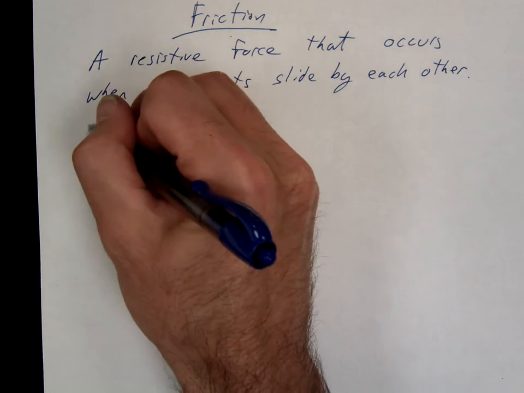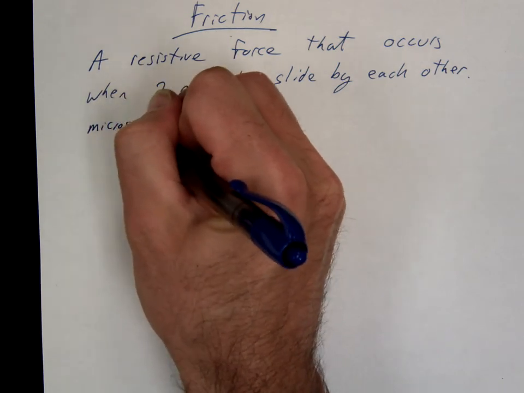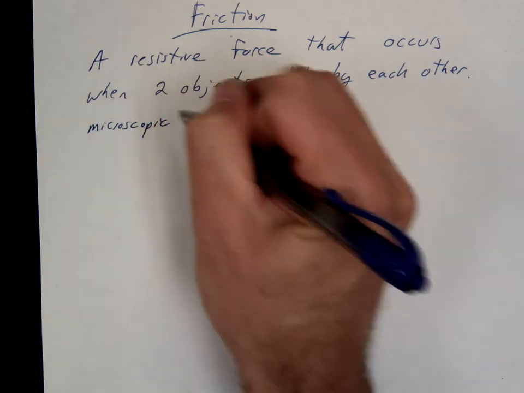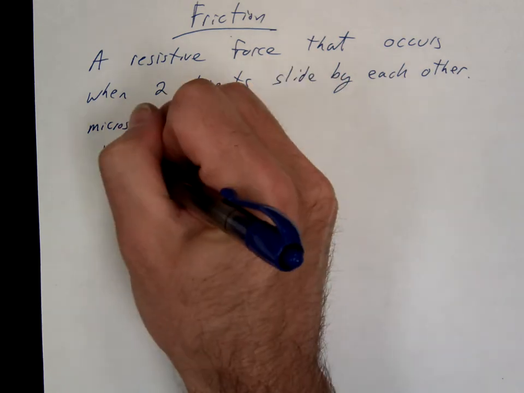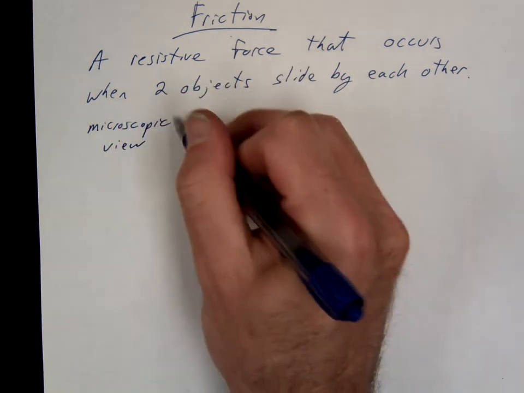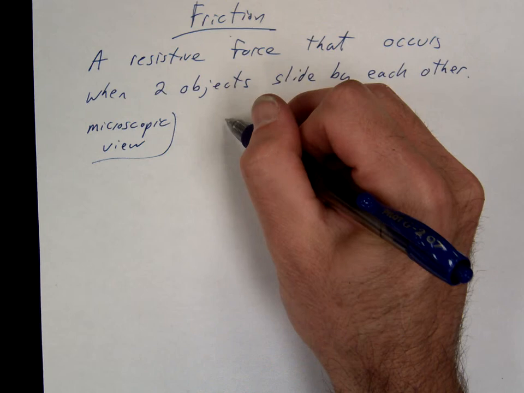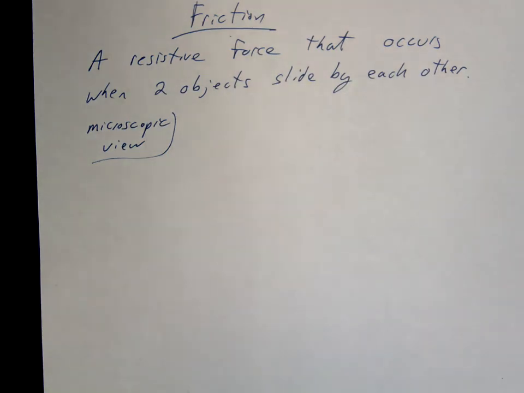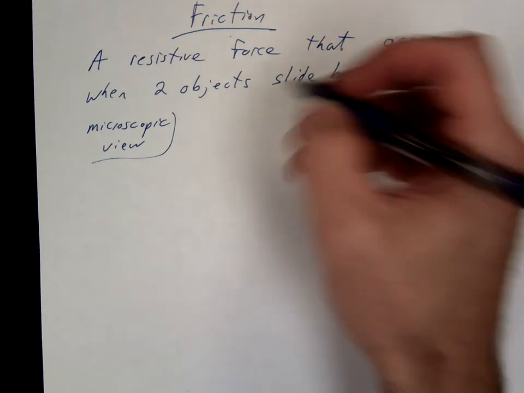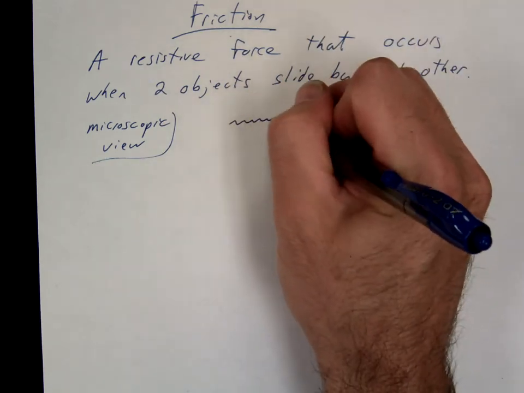an object. If we took, say, a microscopic view of an object, or a surface, I should say. Even though this table looks super smooth, and even though this book looks very smooth, if we looked at it under a microscope, what would it look like? Okay, bumpy, right? It would look rough, it would look bumpy, it would have a bunch of little grooves.